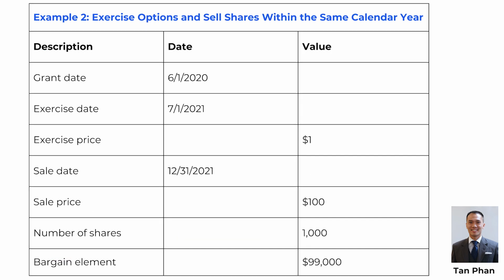Example 2. Exercise options and sell shares within the same calendar year. Grant date June 1st, 2020. Exercise date July 1st, 2021. Sale date December 31st, 2021.